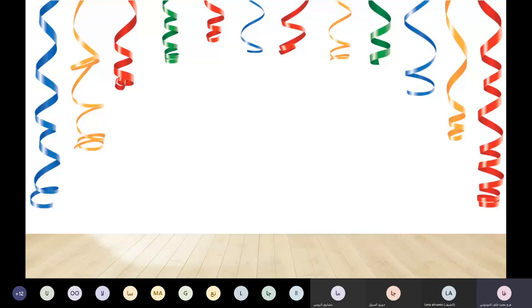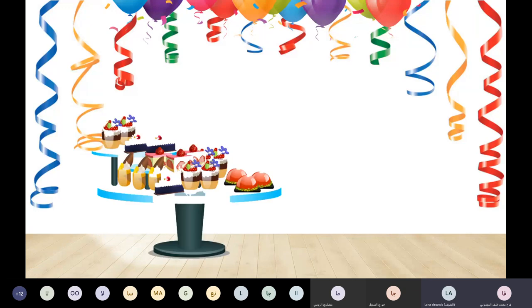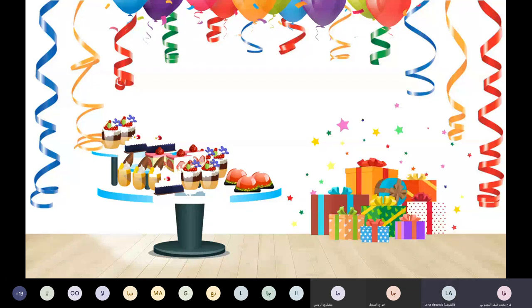The decorations are nice. And who put up the balloons? Lana, I think. Thank you, Lana. The balloons are so pretty. Who brought the tables? Rima Al-Faris. Right? And who brought the sweets? Hala Bassam. Hala and Rima, awesome. The sweets look great. Look at the presents I got. Teacher, are they nice? Are the presents nice?